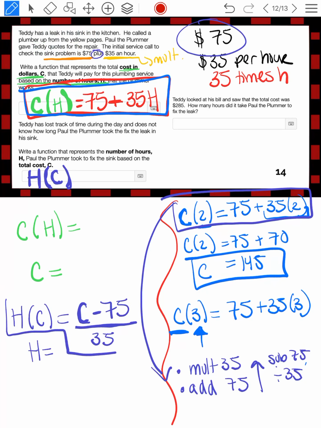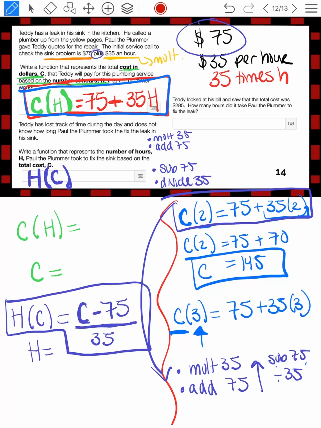Okay, so this is why this is in this unit, because we basically are using the inverse to figure it out. So we're saying here C of H was 75 plus 35H. And remember, even in this equation, because the 75 is written first, we do multiplication first. So it's multiply by 35 and then add 75. So then our inverse, we're going to subtract 75 and divide by 35. So we have cost minus 75 divided by 35.